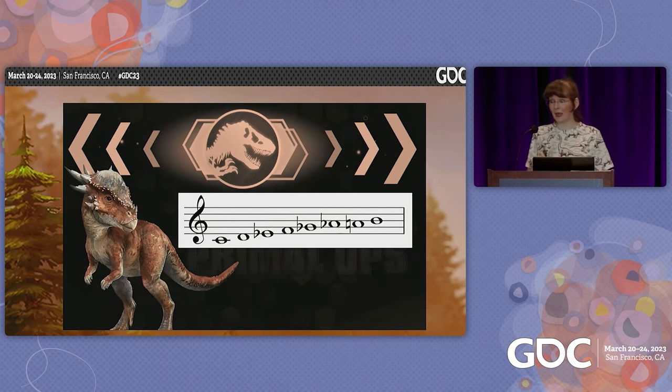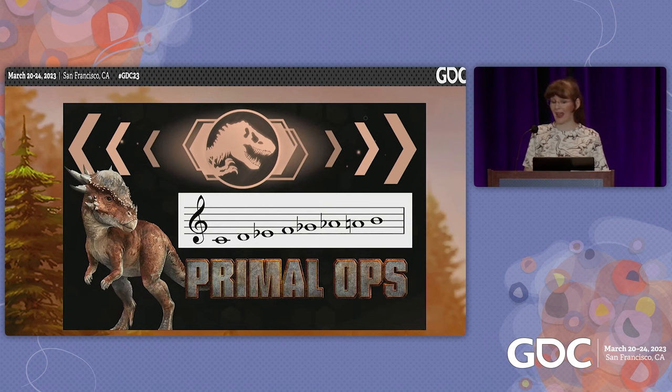Here's a very straightforward example from a combat track. Notice how the bass line in this combat track runs through the entire octatonic scale in sequence.